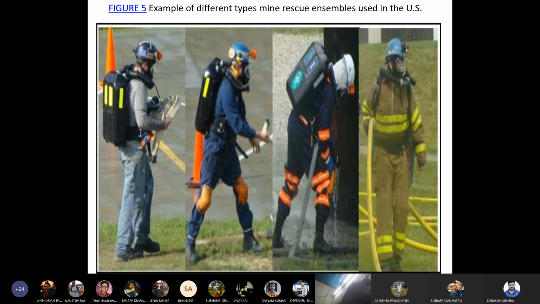So from the field observation, it is found that different types of clothing are used by different types of organizations. There is no common code for everybody. So here are examples of different types of mine rescue equipment used in the United States of America. This is the self-contained breathing apparatus, and these are the body protection clothing.